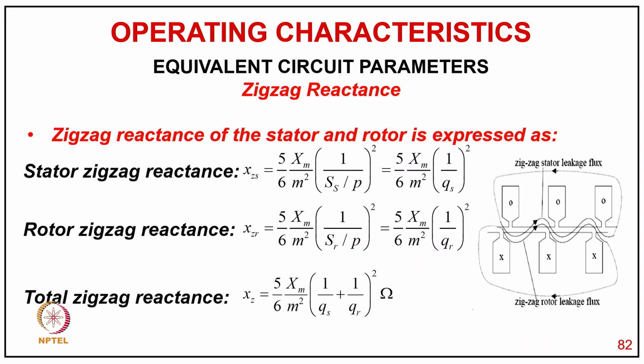Now there are other leakage reactances. The zigzag reactance of stator and rotor is expressed as, for the stator, XZ equal to pi by 6 xm upon m square, in bracket 1 upon SS upon P square, equal to 5 by 6 xm upon m square, 1 upon QS square. The rotor leakage reactance in the same way is XZR equal to 5 upon 6 xm upon m square into 1 upon SR by P square, equal to 5 by 6 xm upon m square, 1 upon QR square. And the total zigzag reactance XZ will be 5 by 6 xm upon m square, in bracket 1 upon QR square plus 1 upon QS square. As you can see here, this is how the zigzag leakage flux moves from the stator side and rotor side.